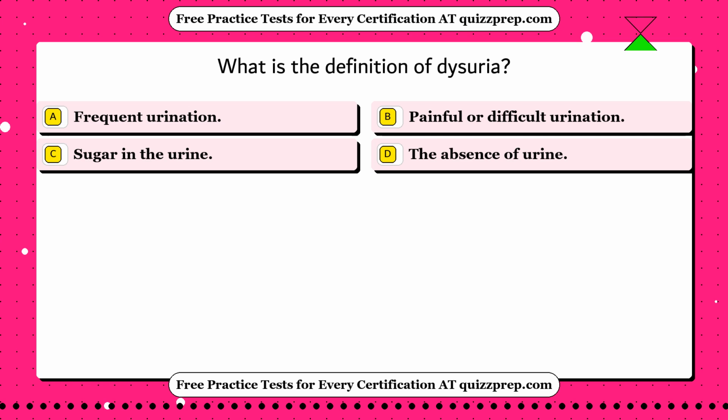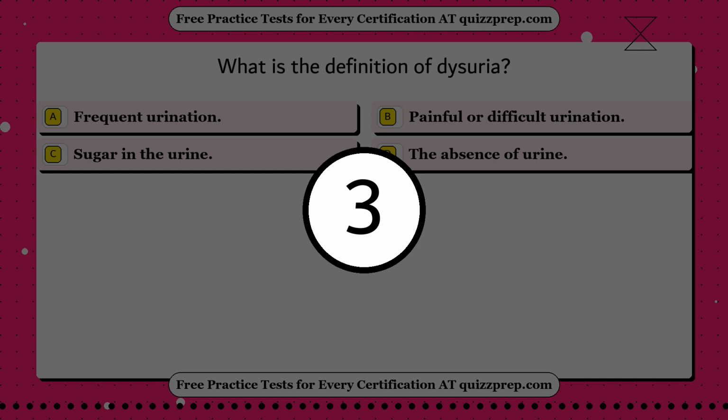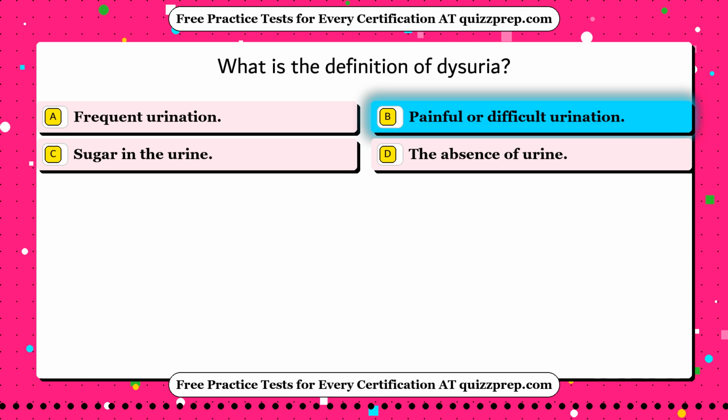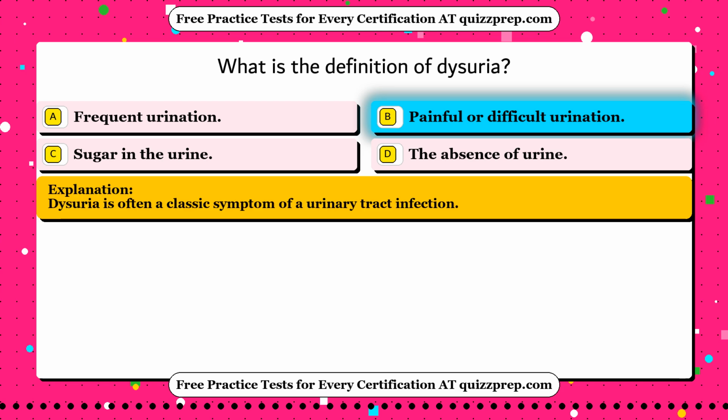Question 42. What is the definition of dysuria? Option A, frequent urination. Option B, painful or difficult urination. Option C, sugar in the urine. Option D, the absence of urine. The correct answer is option B, painful or difficult urination. Dysuria is often a classic symptom of a urinary tract infection.